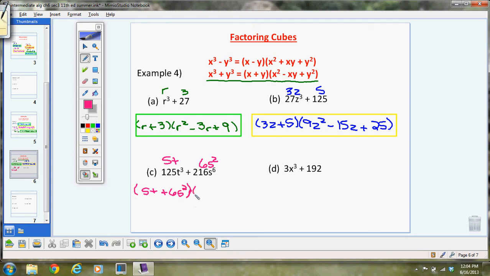Then it says square the first one. 5t times 5t is 25t squared. Then it says put a minus sign and multiply them together. You multiply 5t times 6s squared, you get 30s squared t. And then it says put a plus sign and square the last one. 6s squared times 6s squared would be 36s to the 4th for that one.